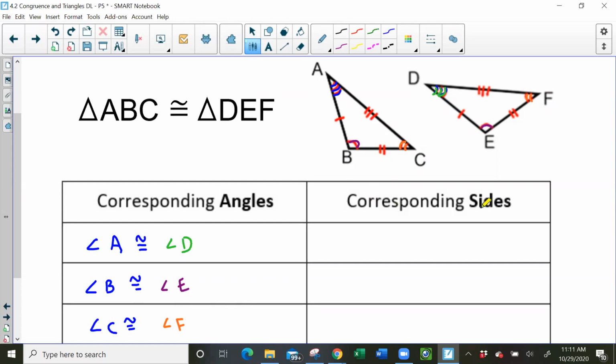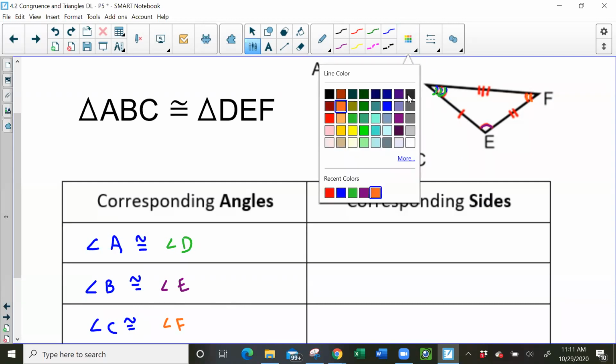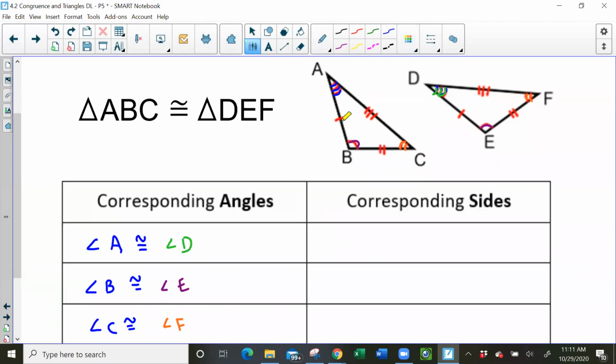We can do the same thing with the corresponding sides. So let's take the one that has 1 tick mark. Remembering that side AB is a segment, I'm going to put the little segment marking up there on top. Without the segment marking, that means the length of AB, but they don't give me what number it is. So if we're just talking about the side itself, in the picture, we name it as segment AB. So let's find the other side that has 1 tick mark, and that would be DE.